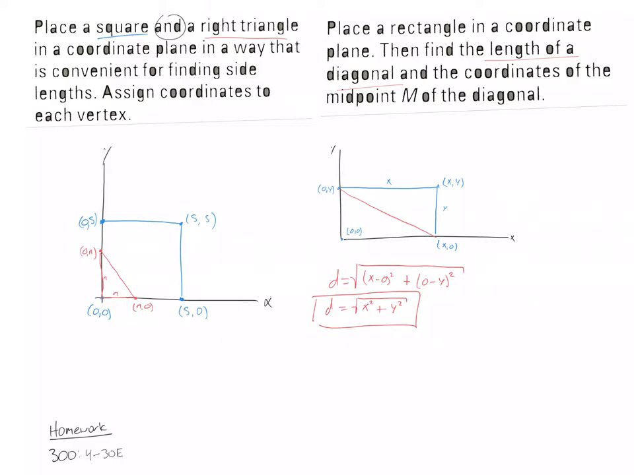And then the midpoint is just going to be, add the two, so it's going to be 0 plus x over 2, and the point y plus 0 over 2. So the midpoint then is going to be the coordinate x over 2, y over 2.